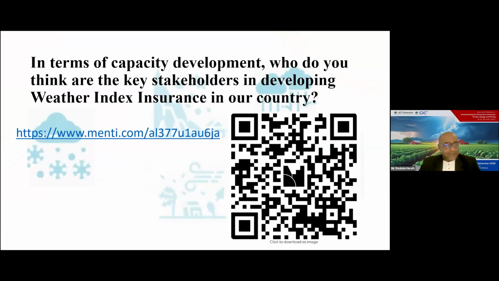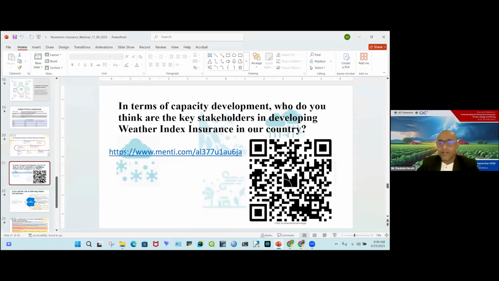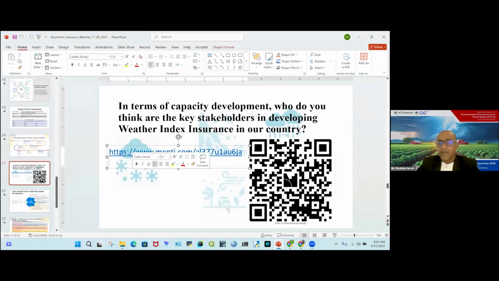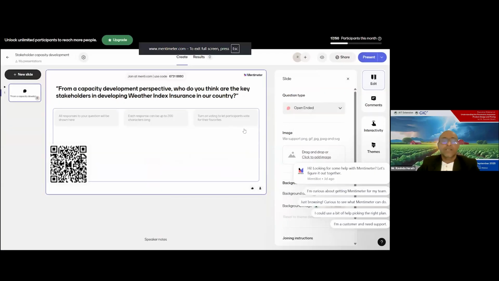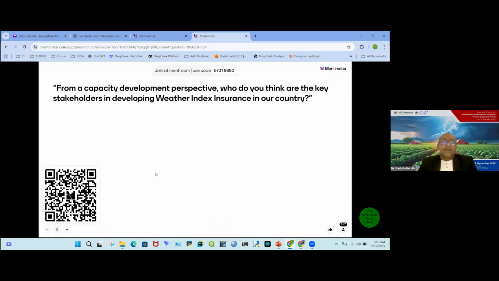All right, so next question for you. In terms of capacity development, who do you think are the key stakeholders in developing weather index insurance in our country? You can scan this code, or else you can go with this link, and I will go to the slide. Okay, here also you can have a QR code. You can give your answer. You can simply write the stakeholder name in a box, right?